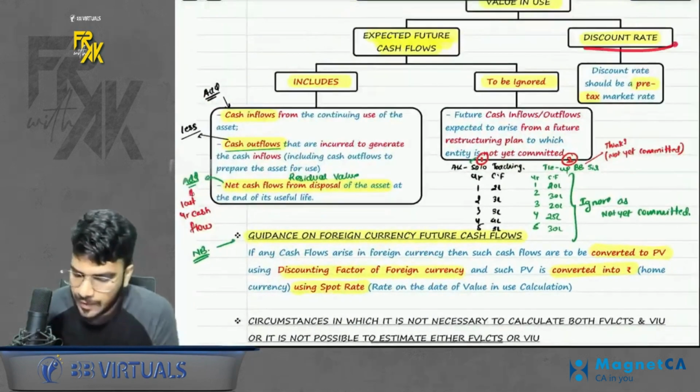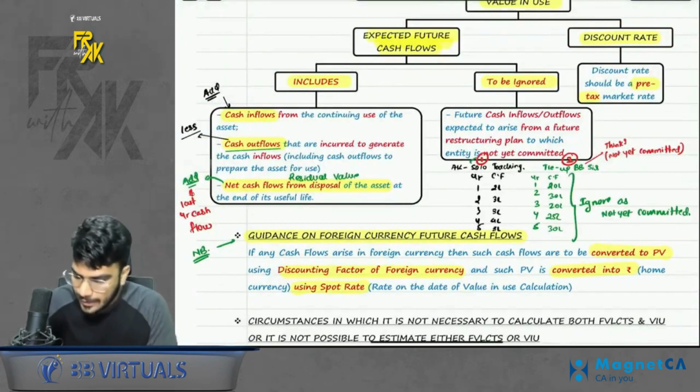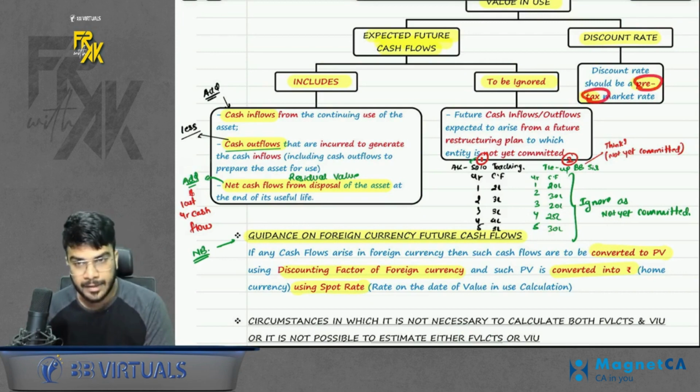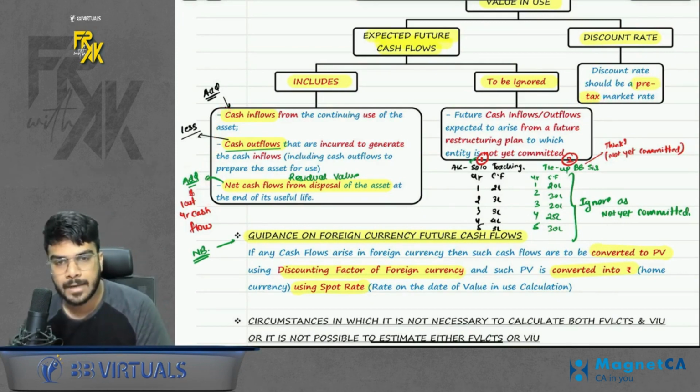Okay, sir. Apart from this discount rate, in exam, if you want to compute value in use, always take a pre-tax discount rate, right? That is before tax discount rate. Why before tax? Because the cash flows are also before tax only. Is this clear to everyone?